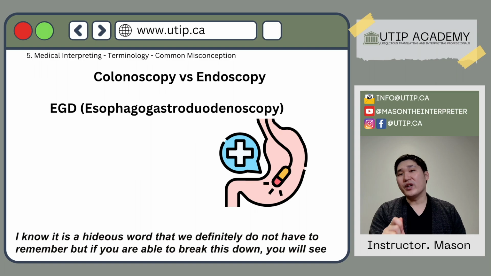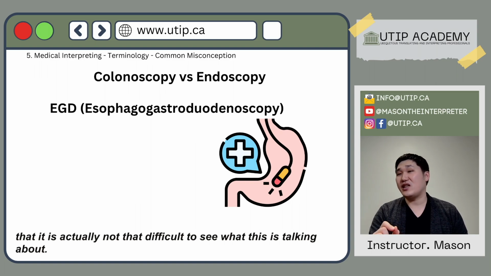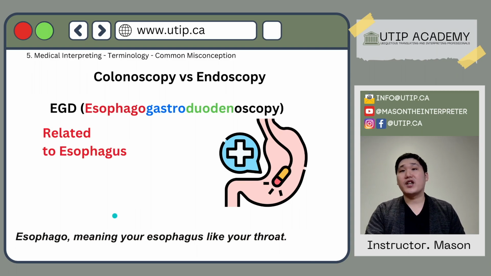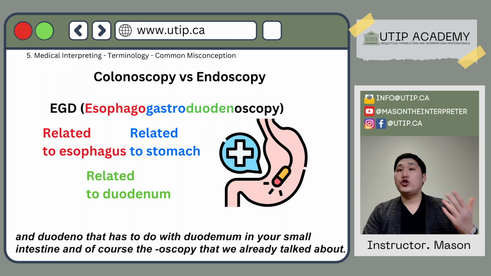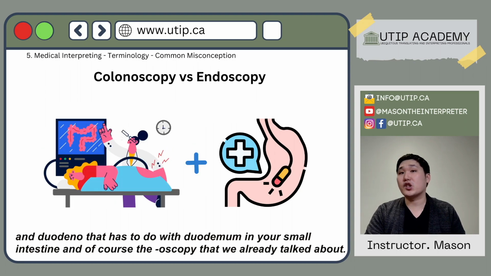esophagogastroduodenoscopy. I know it is a hideous word that we definitely do not have to remember, but if you are able to break this down, you will see that it is actually not that difficult to see what this is talking about. Esophago, meaning your esophagus, like your throat. Gastro, which has to do with your stomach. And duodenum, that has to do with the duodenum in your small intestine. And of course, the oscopy that we already talked about.